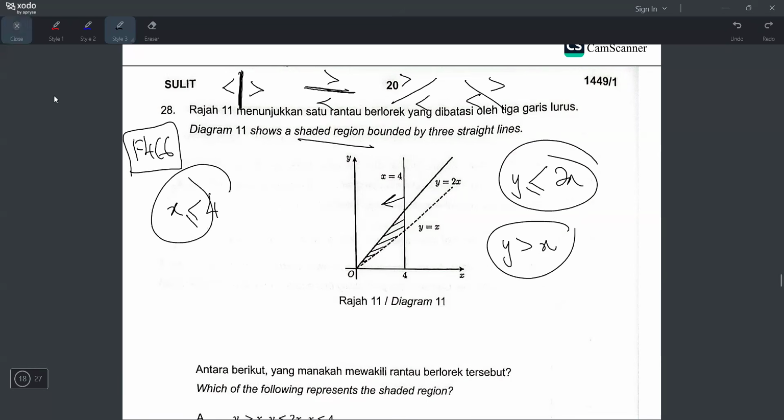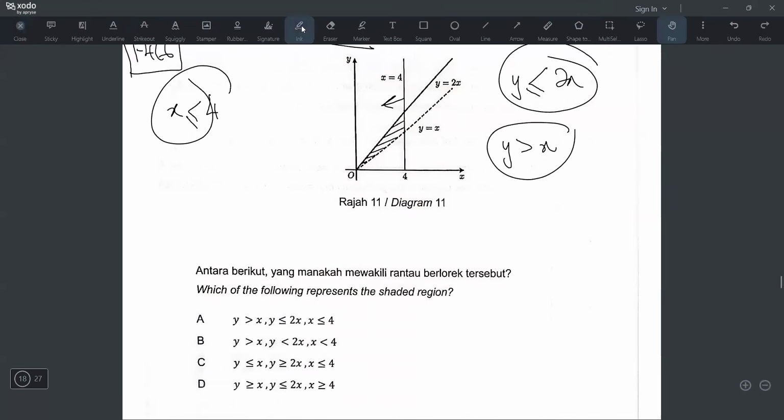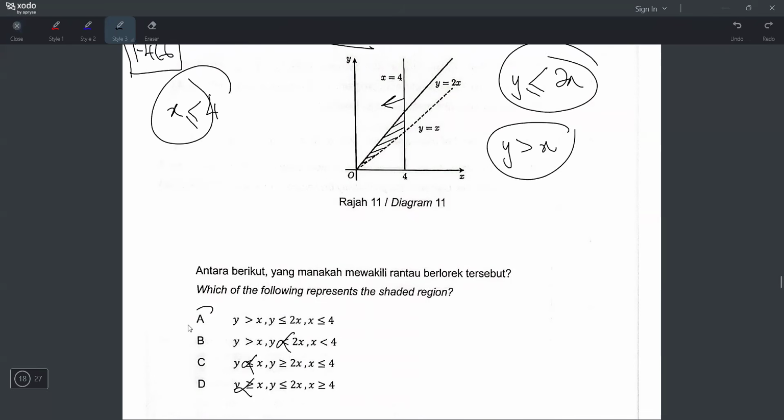So we just go through A, B, C, D, find this, then we are done. Which one matches this? y bigger than x, y bigger than x. So C and D are wrong. y smaller or equals to x, but this one is only smaller, so this one is wrong, so A is the answer. And the last one, x smaller or equals 4, yes, it matches. So A is the answer.